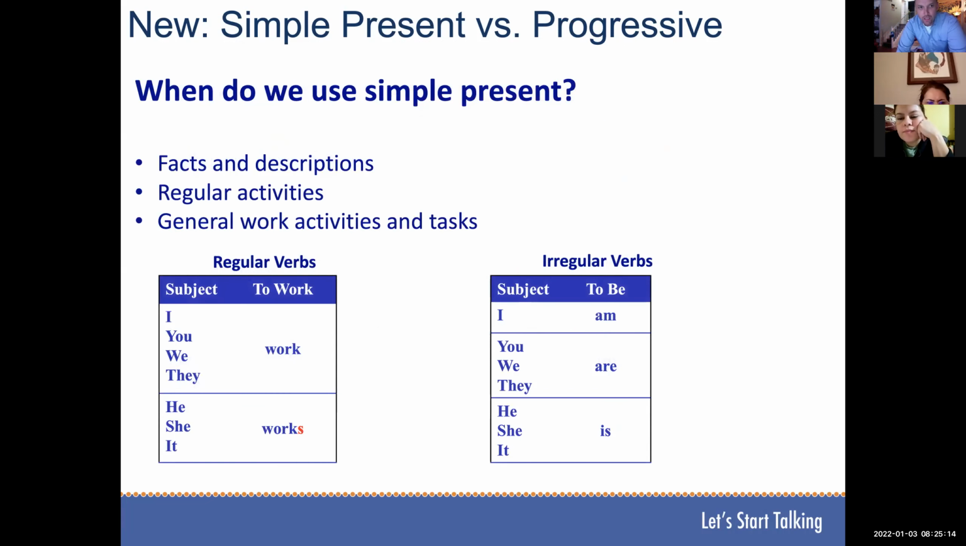Okay, very good. So when do we use the simple present tense? The simple present tense is used to talk about facts and descriptions, regular activities, and general work activities and tasks. So two key words here: regular and general. We've learned regular verbs that work like this, where we add an S in the third person singular. And then in the last level, we learned the verb be, ser y estar, which is the irregular verb because we have three different options, right?